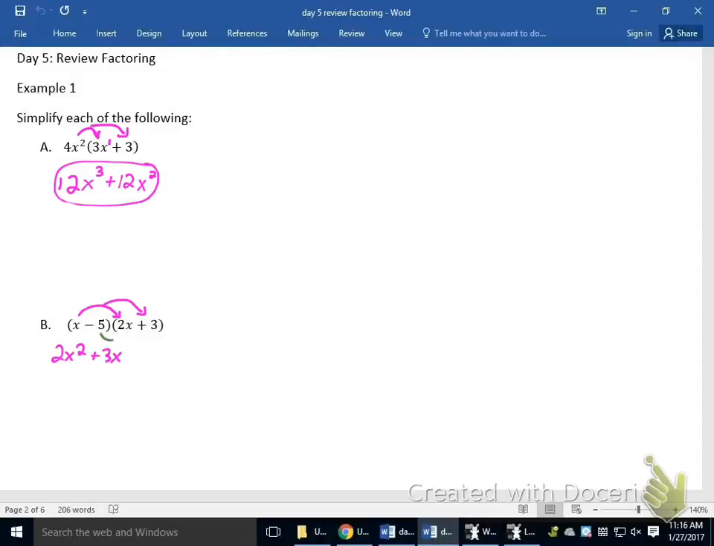Now I'll go back and distribute the negative 5 to both of them. Make sure you're distributing the negative with it as well, so it'll be minus 10x and minus 15. Now here, to actually be done with the problem, I do need to combine the like terms of 3x minus 10x. So I'm going to have 2x squared minus 7x when I combine those two terms, minus 15. And that is my final answer. Really a process that you should be very familiar with after Math 1.